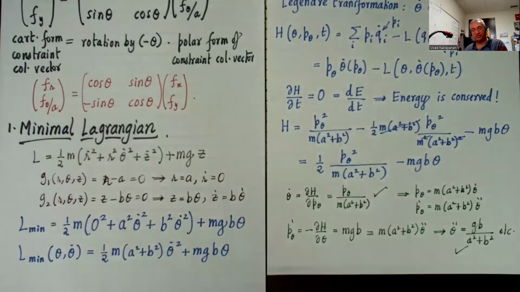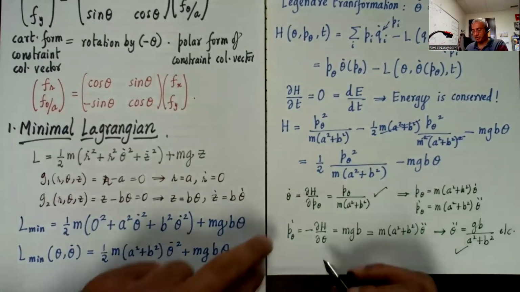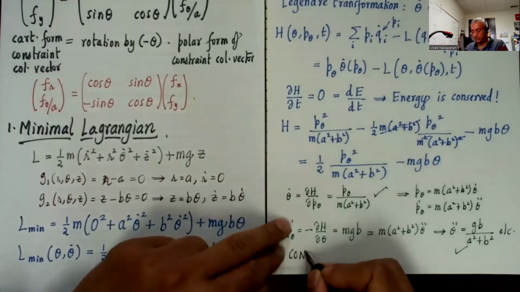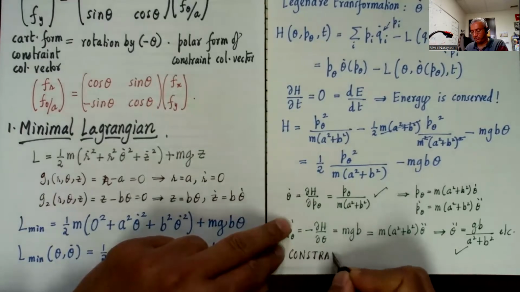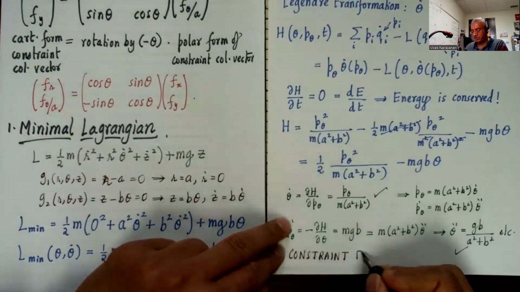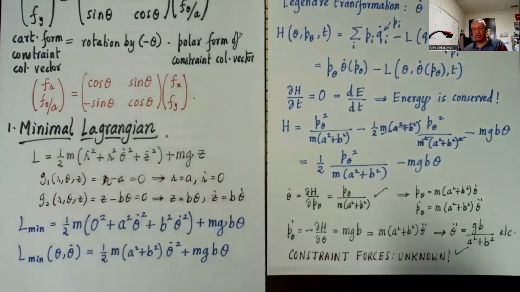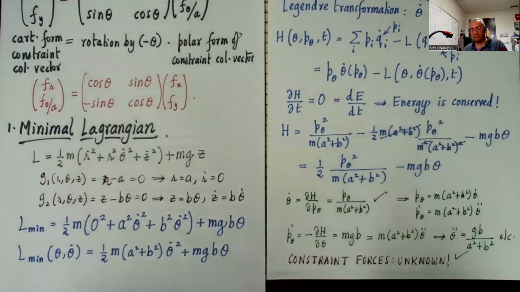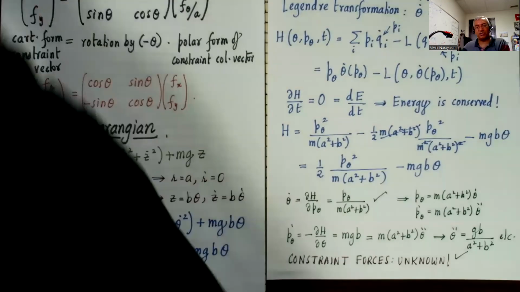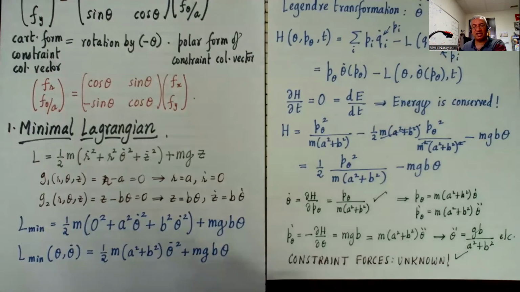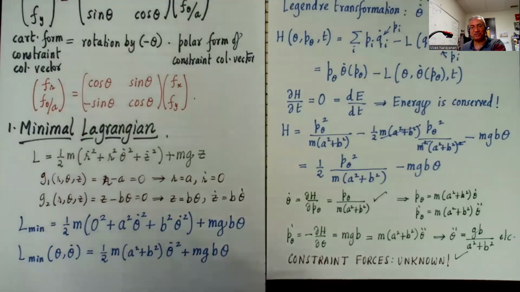And the big disadvantage of this method is that you cannot get any information about the constraint forces. Constraint forces unknown, because they have been incorporated into the Lagrangian. However, we get something in return, and that is we do get the information that energy is conserved. So all is not negative in the Hamiltonian approach after all.